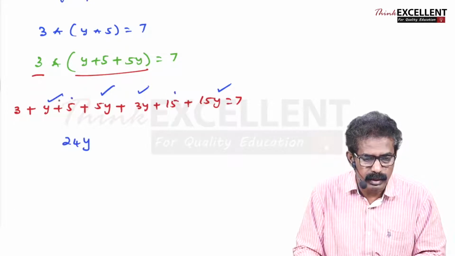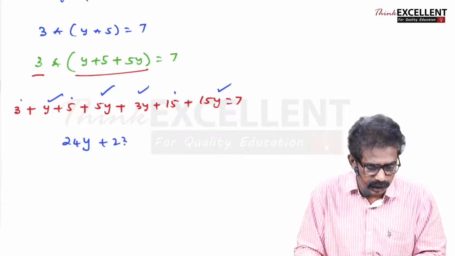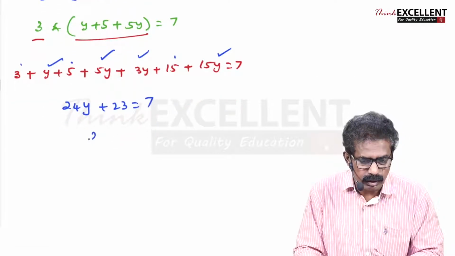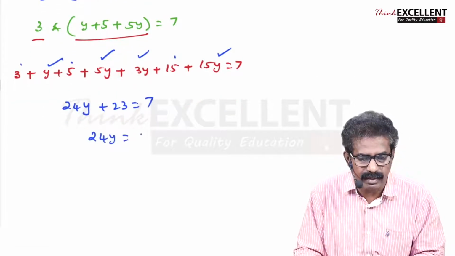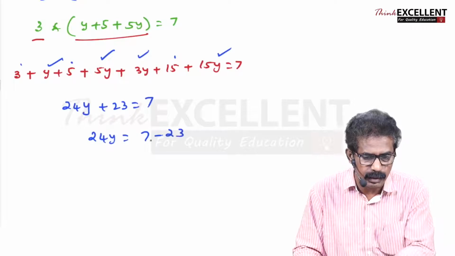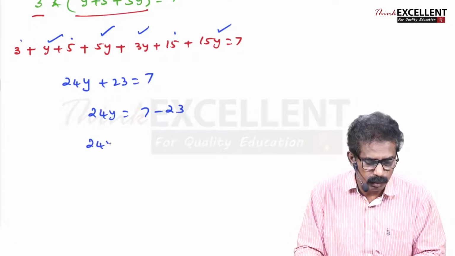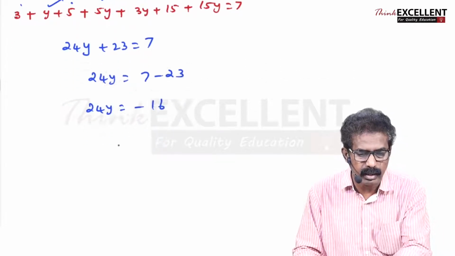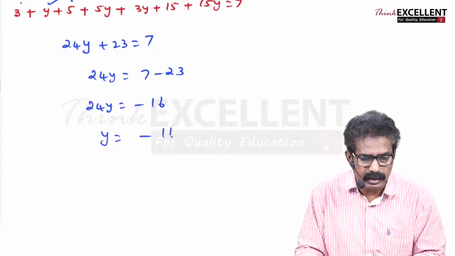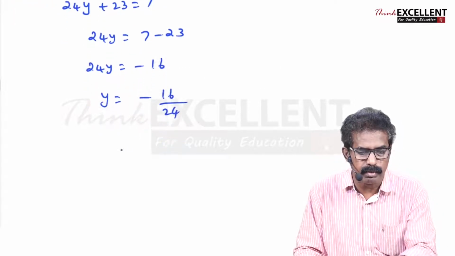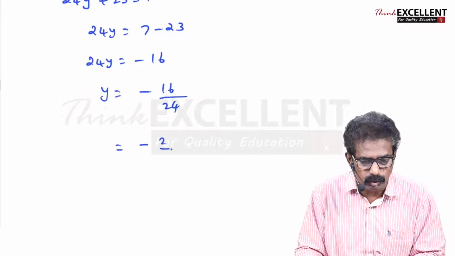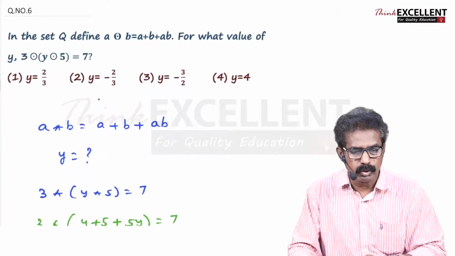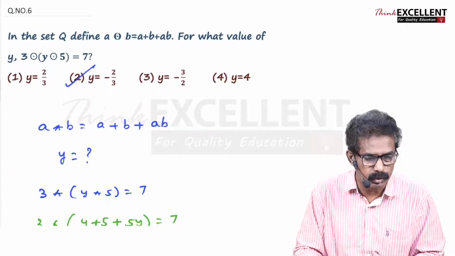15, 20, 23 plus 23 equal to 7. So 24y equal to 7 minus 23. So 24y equal to minus 16. Y equal to minus 16 by 24. 8 table cancel, minus 2 by 3. Minus 2 by 3 is option number 2.